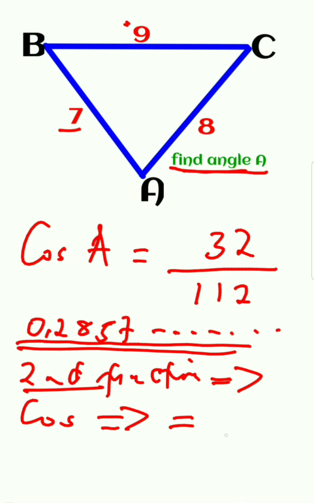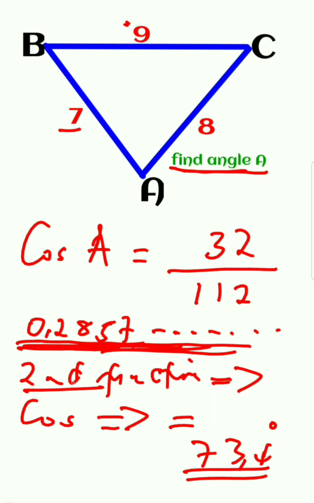The answer here will be 73.4 degrees. So that is how to find the angle. To find the angle using the sine rule, after finding this decimal number, press second function, then sine, then equals to. Finding angles using the cosine rule, after finding this decimal number, press second function, then cos, then equals to. So the angle, in this case, is 73.4 degrees.